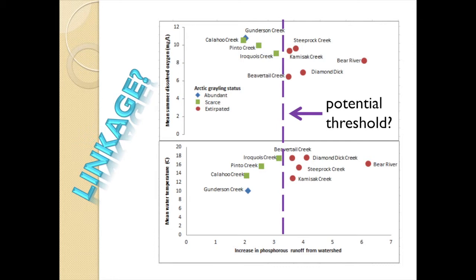I said, oh, that's a pretty clear grouping. Can I make that fancier? And sure enough, to me, it looks like there's a bit of a break. Maybe it's a potential threshold. So I thought that could be my link going back from water quality up to land use.